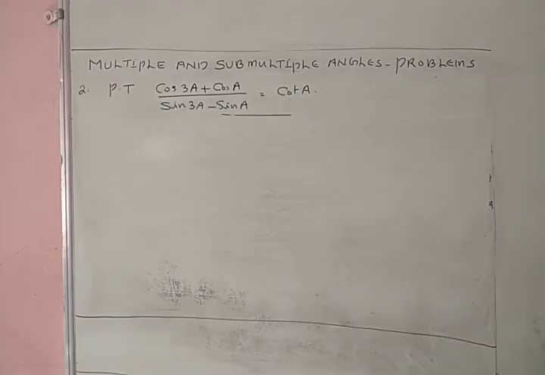Second problem. Prove that cos 3a plus cos a divided by sin 3a minus sin a is equal to cot a. Here we have to prove that left hand side is equal to right hand side. Therefore, start from the left hand side. Left hand side cos 3a plus cos a by sin 3a minus sin a. We know that cos 3a is 4 cos cube a minus 3 cos a. We know that sin 3a is 3 sin a minus 4 sin cube a. Therefore, substitute the values of cos 3a and sin 3a.